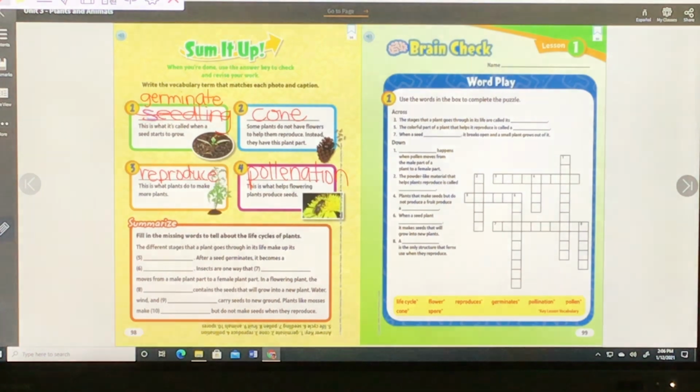Do we just cross out spring or erase it? You can just cross it out. If you want to erase it, that's fine too. Totally up to you.